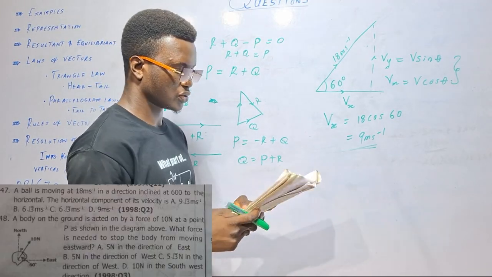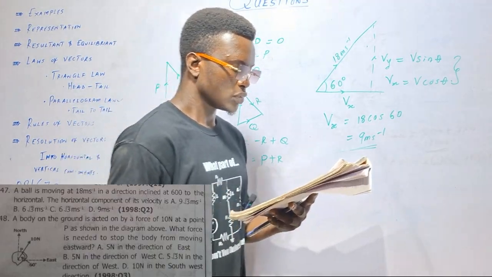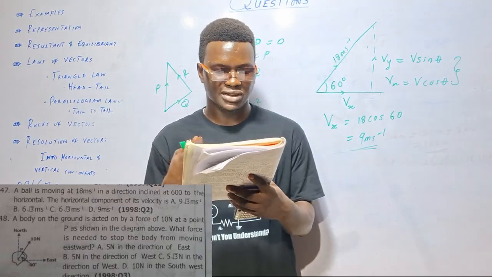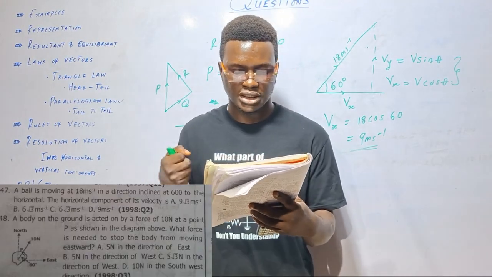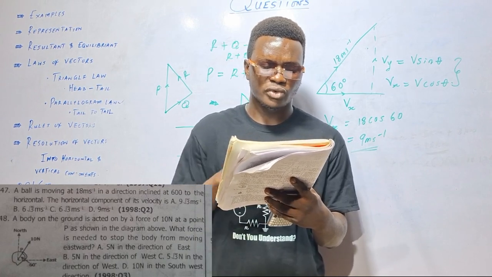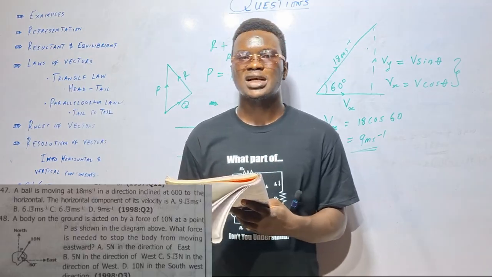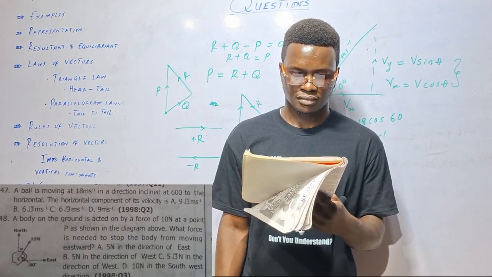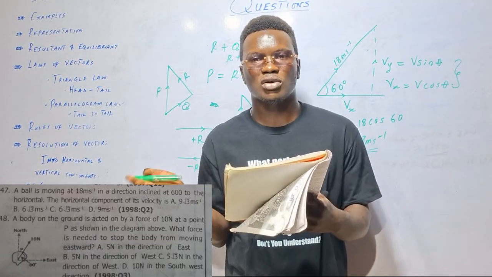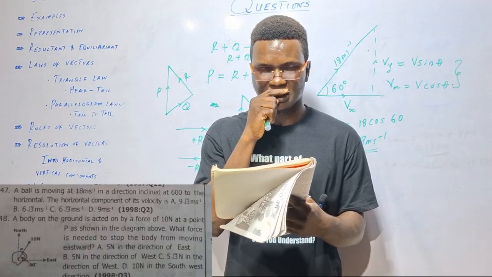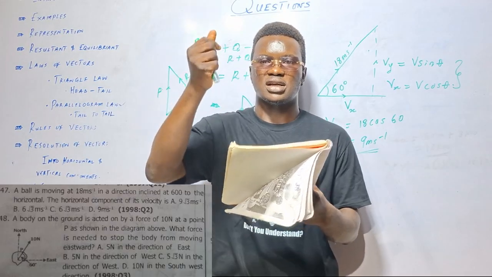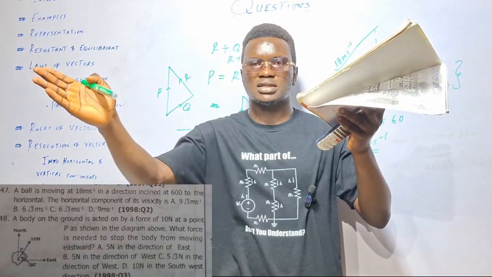Our purpose here is just to solve questions. So 48, a body on the ground is acted upon by a force of 10 Newton at point P. That force is pulling it. Can you see? What is the force needed to stop the body from moving eastward? That's just like an equilibrant. For this body to move eastward, that means we're trying to calculate the horizontal component. We want to know what will drag it towards the east. You know that 10 Newton will drag it in a direction that has a component in east and north.